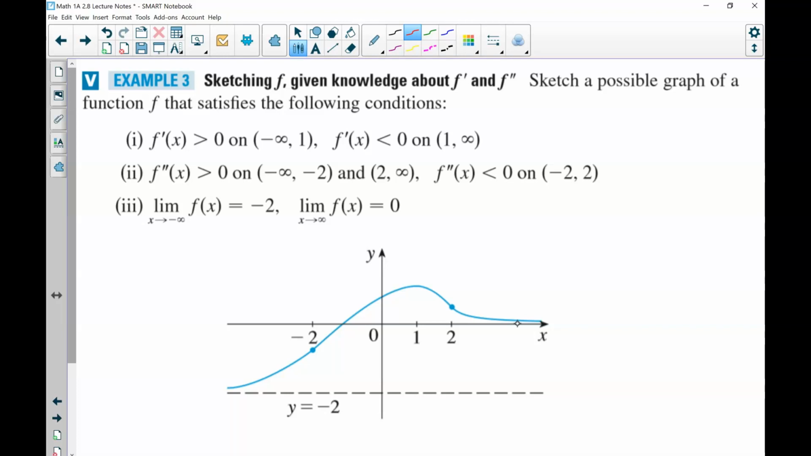Now, from the last part, for number 3, the limit as x approaches negative infinity of the function is equal to negative 2, and the limit as x approaches positive infinity of f of x is equal to 0. So what this tells us is that we have horizontal asymptotes.